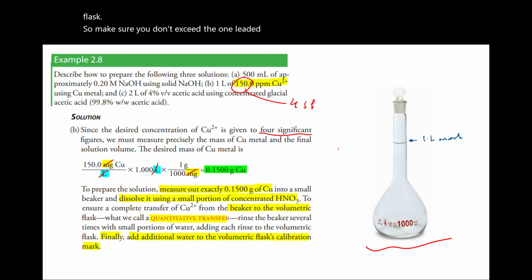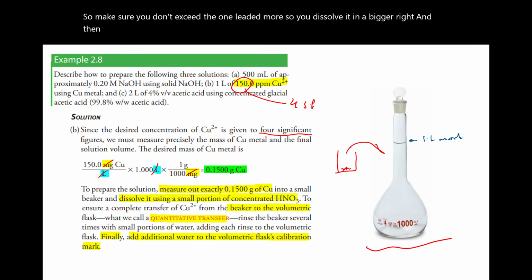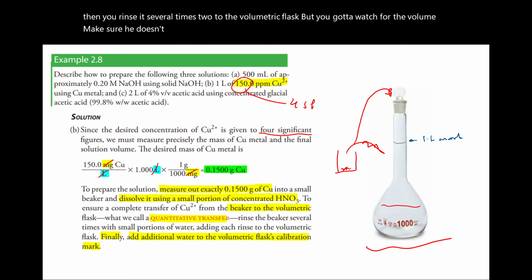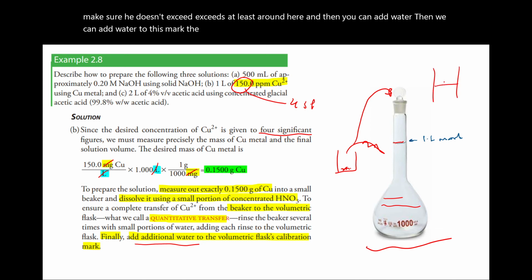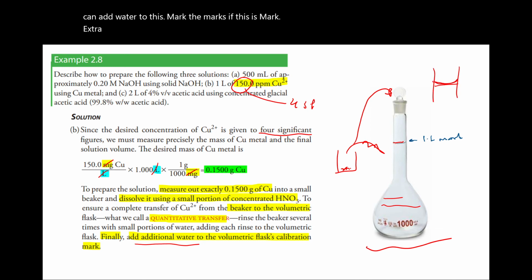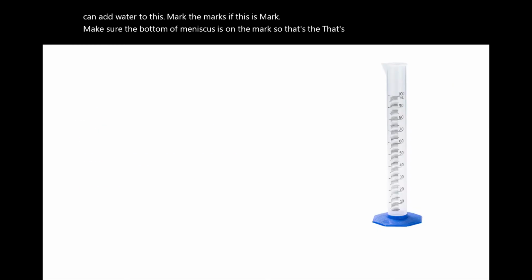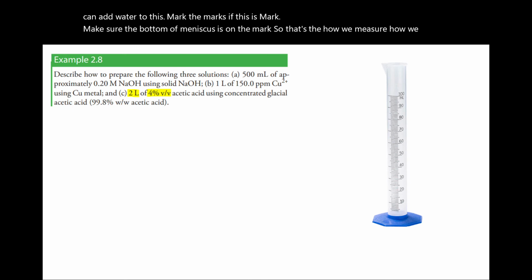So you dissolve it in a beaker, and then you rinse it several times into the volumetric flask. But you have to watch the volume. Make sure it doesn't exceed the mark, and then you can add water up to the mark. Make sure the bottom of the meniscus is on the mark. So that's how we prepare this solution.